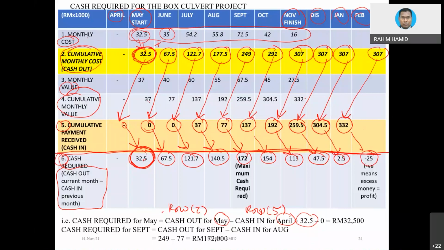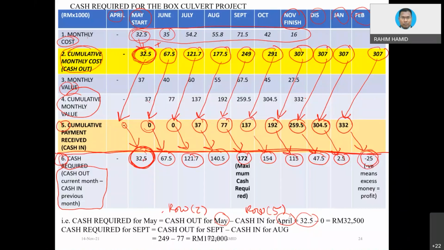Remember, I told you the negative 25 in this example means excess money. It is not the bad money, negative, as normally we assume. But in this example, the focus is basically cash required. Cash required means the cash that you need badly. Now you already have excess of money. Where does the money come from?